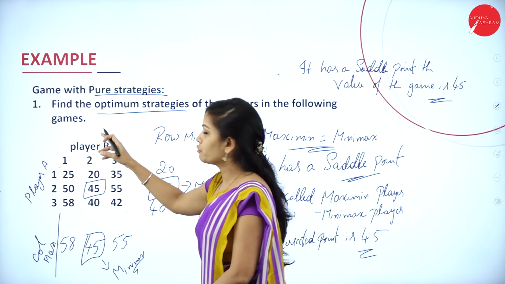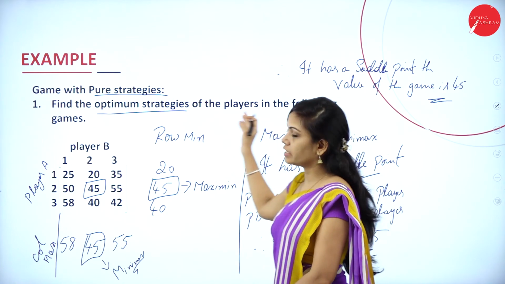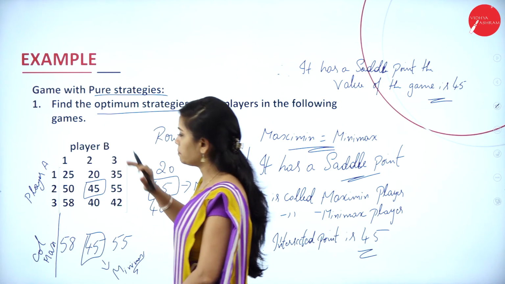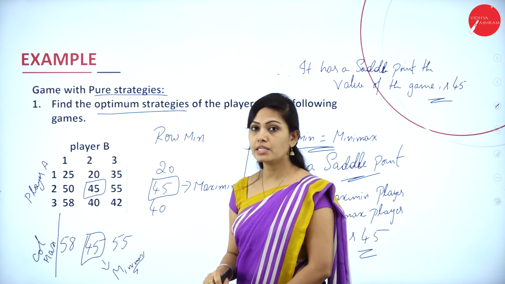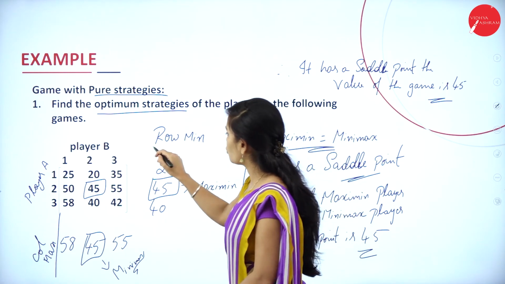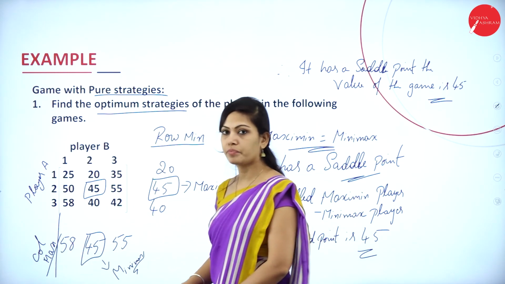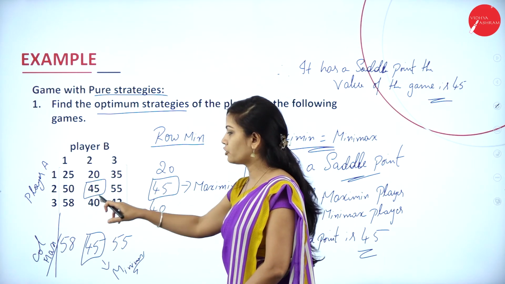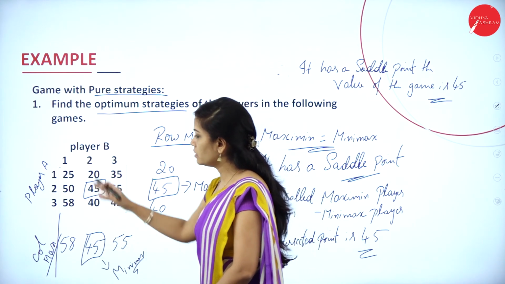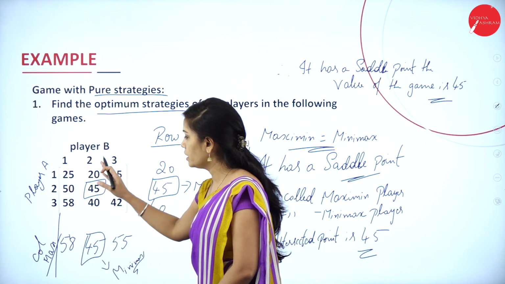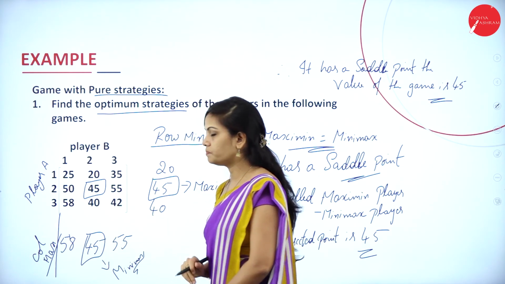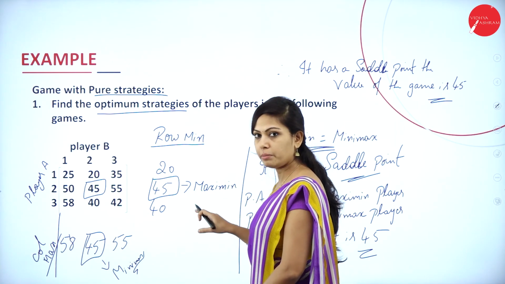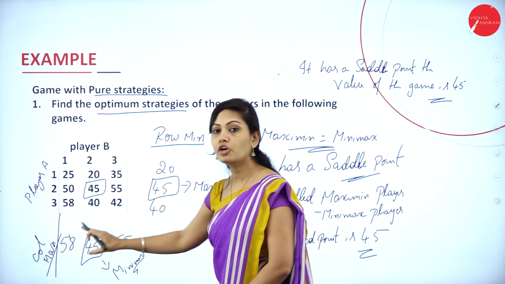Here you have to find the optimum strategies of the players in the following games. So we'll get a matrix. Here we have player A and player B. It is a 3 cross 3 matrix. First you have to find the row minima and column maxima. In row minima, just write the minimum value in the first row, second row and third row. In column maxima, just find the highest value in each column. After that you have to find the maximin value in row minima and the minimax value in column maxima.